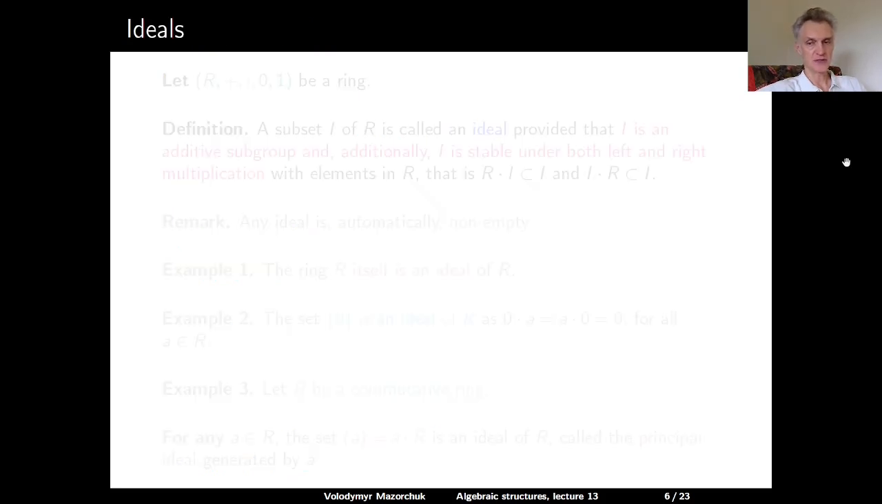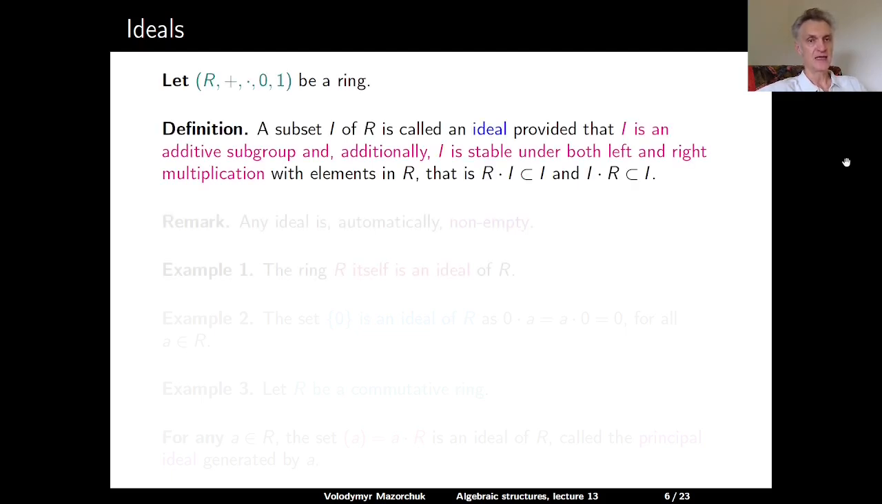Next, let us talk about ideals. Let R be a ring. Definition: a subset I of R is called an ideal, provided that I is an additive subgroup and, additionally, it is stable under both left and right multiplication with elements in R. So in particular, this means that R times I belongs to I and I times R belongs to I. Remark: any ideal is automatically not empty because it's an additive subgroup, so it contains 0.